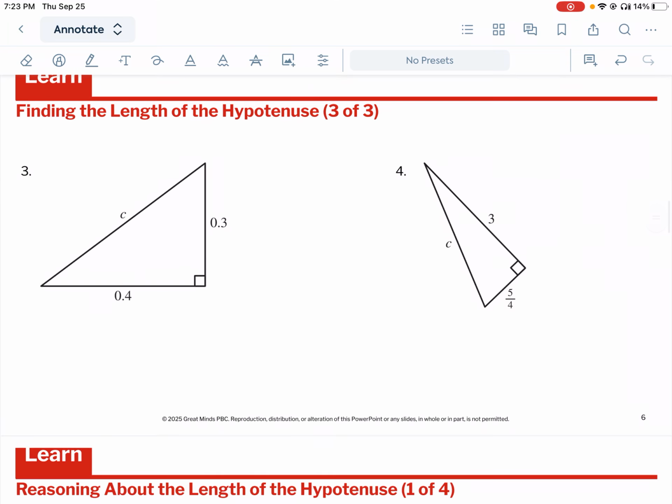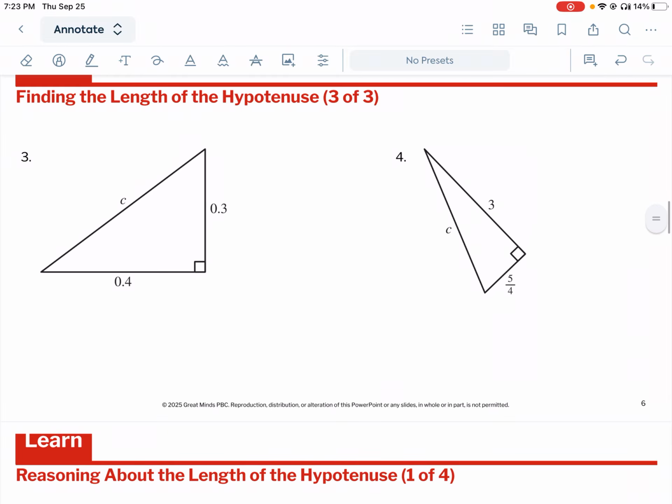I will leave you to do 3 and 4 on your own. Do not be intimidated by decimals. If anything, just plug them into the calculator and that will still give you what you need. Just make sure you set up the formulas correctly. That's all you need to be concerned with. Same thing with this fraction. Don't be intimidated by that fraction. That's 5 over 4. Once you square it, that'll give you 25 over 16. You can break that down into a decimal. And then add that to 3 squared. And that'll give you C squared.